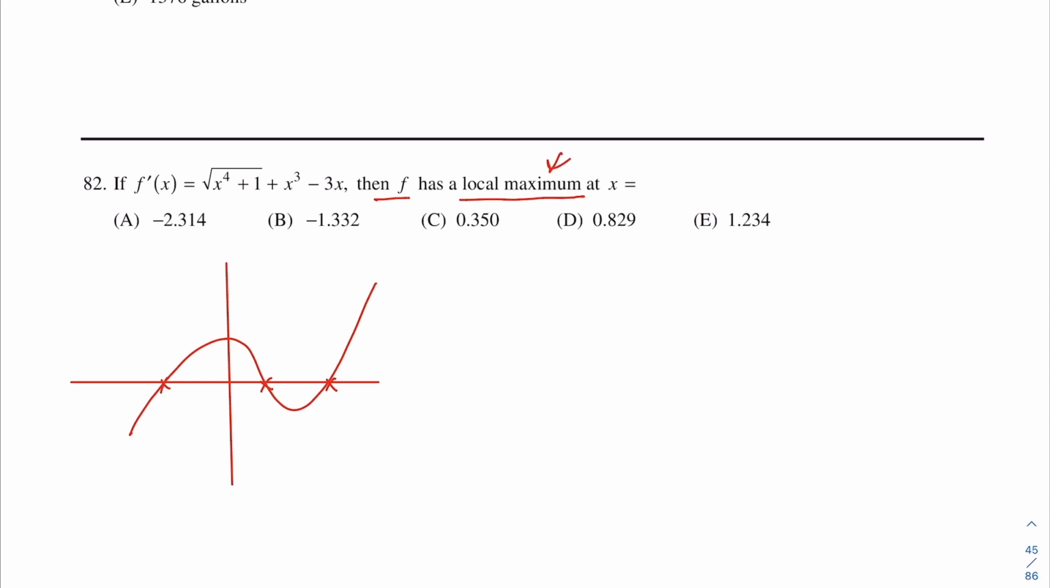And similar to the problem before, maximums occur when the slope up to the peak is positive, and then the slope after it is negative. And if you look at the graph that you plotted on your calculator, this is the point that we care about, because the slope before it is positive and the slope after it is negative, which means that this is a maxima. So the answer here happens to be this point, which is 0.350, which is C.